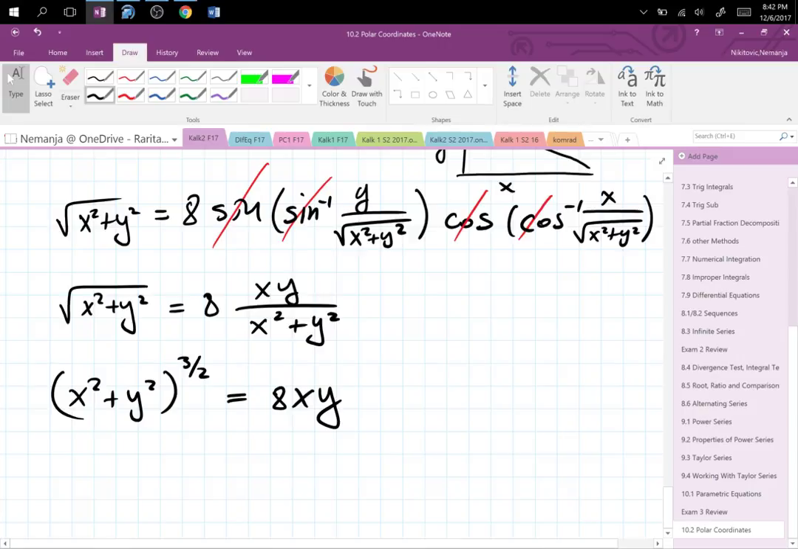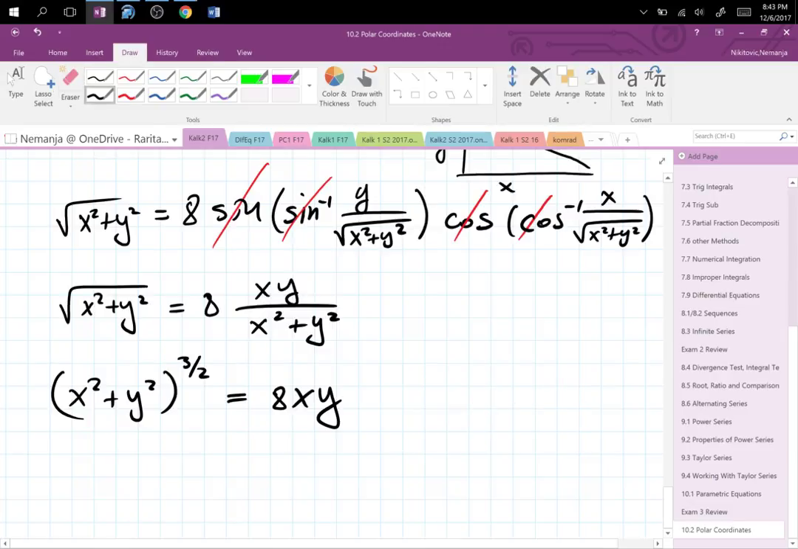There is no way that I can make this y equal to everything else, because this is a flower, guys. It fails the vertical line test miserably. So it's not going to be a function y equals f of x. There's no way.